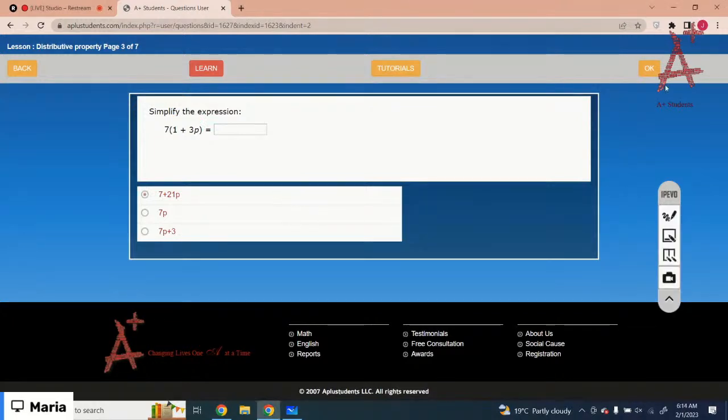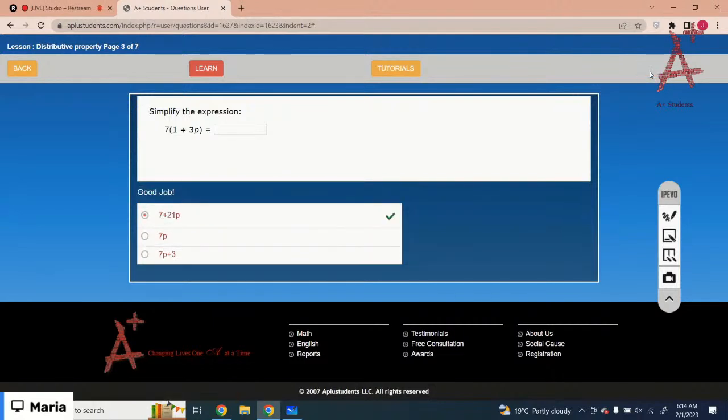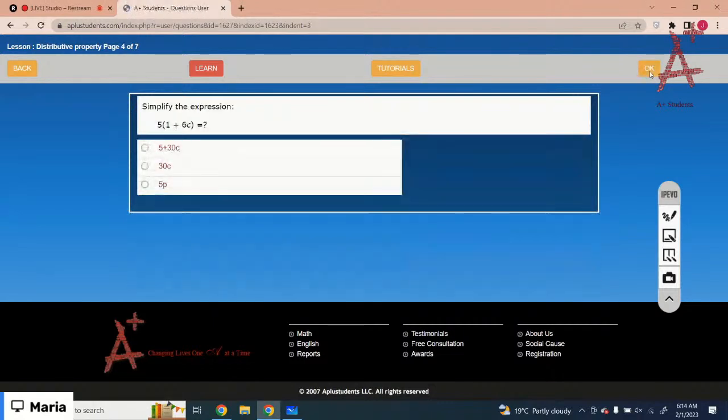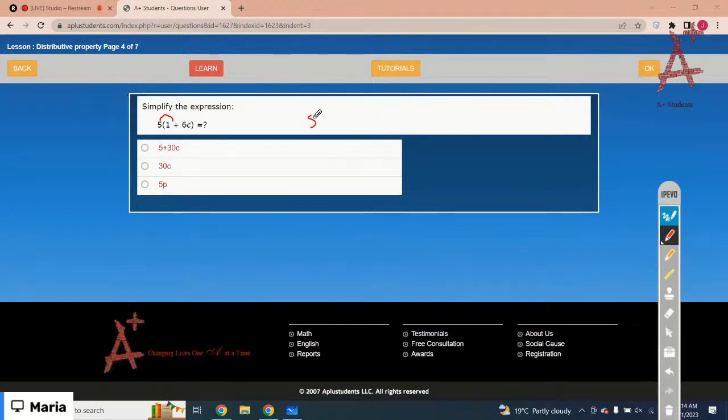7 plus 21p. Okay, the next one is simplify the expression. You have to do 5 times 1 plus 6c. So you have to do 5 times 1. 5 times 1 is 5. And then you have to do 5 times 6. 5 times 6 is 30. So it would be 5 plus 30c.